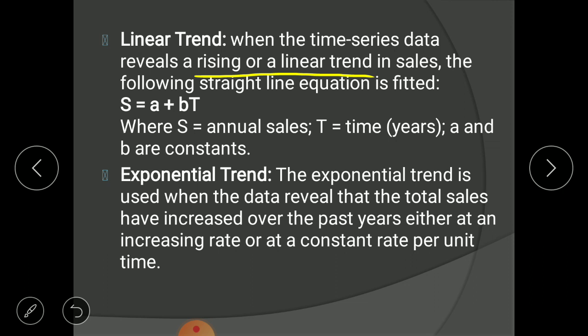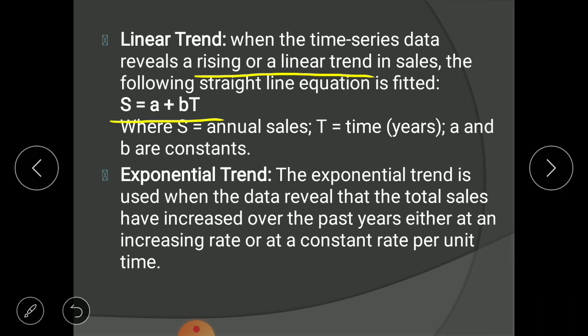Then our equation can be like S equals A plus BT, where S is the annual sales, T is time, we can consider years and months as well, and A and B are constants. See, after putting the data in this equation, we can get the sales figure.